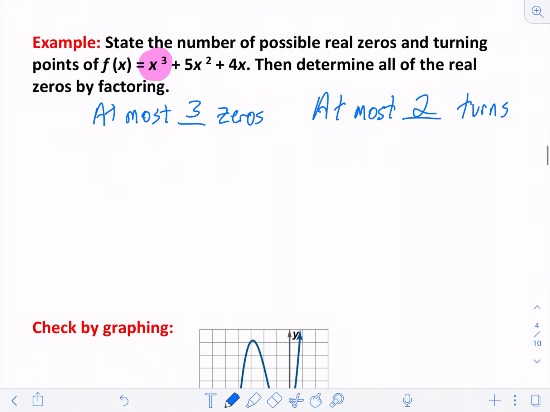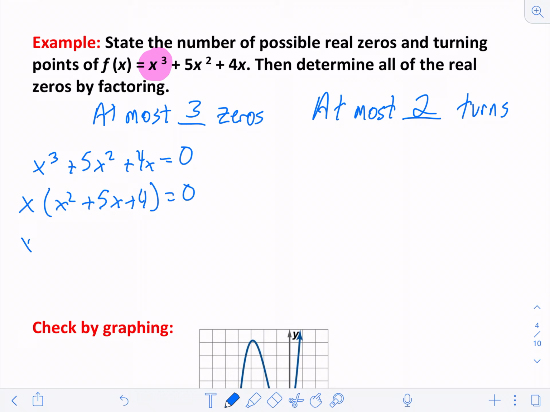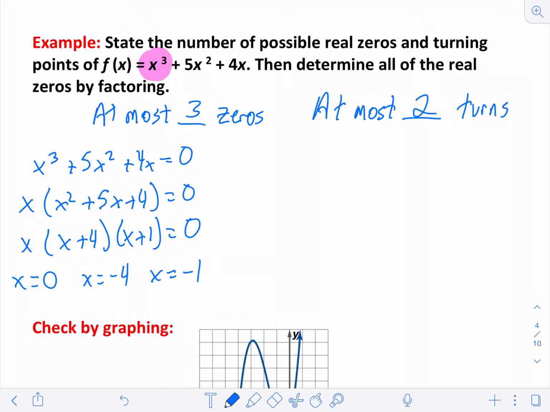So we have x to the 3rd plus 5x squared plus 4x is equal to 0. Can I factor this? Well, sure. Let's pull out an x, and I get x squared plus 5x plus 4 is equal to 0. And then I'm going to factor a little bit further by saying that this is x plus 4 and x plus 1 is equal to 0. So what are my zeros going to be? x could be 0, x could be -4, and x could be -1. So that means I have 3 zeros, 0, -4, and -1, which we knew we were going to have at most 3 zeros.